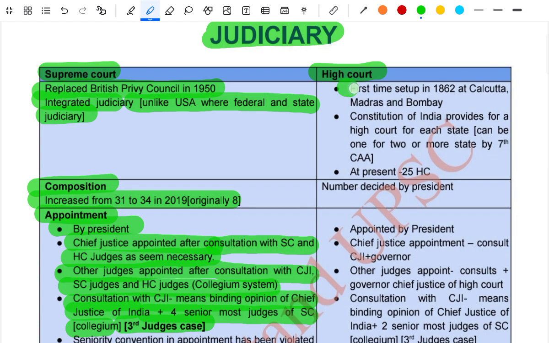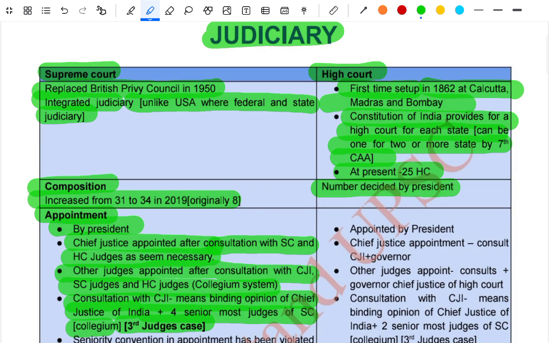The High Courts were first set up in 1862 at Calcutta, Madras and Bombay. The Constitution of India provides for a High Court for each state, or one for two or more states, under the 7th Constitutional Amendment Act. At present there are 25. Supreme Court: the number is decided by the President.